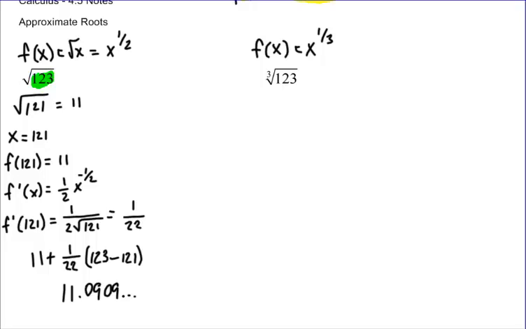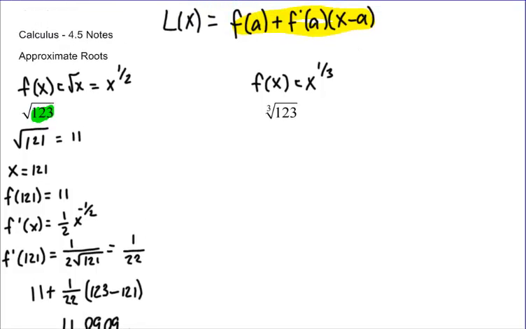Not too bad. Well, we could take the same steps then and figure out what the approximation is for the cube root of 123. And the closest cube root that I can think of, and we want it to be close because the closer we are, the better the approximation, is 125. And so the cube root of 125 is 5. So we're going to let our x equal 125. And so we need f of 125, which is 5. We just saw that.